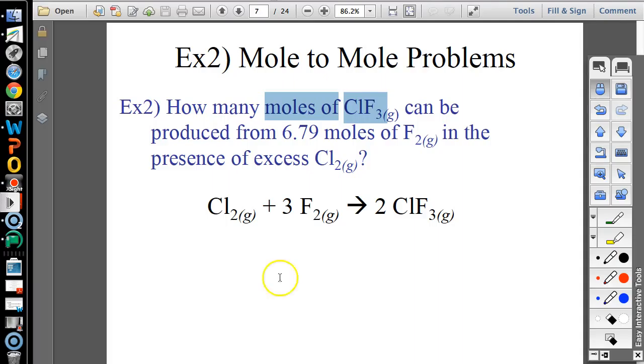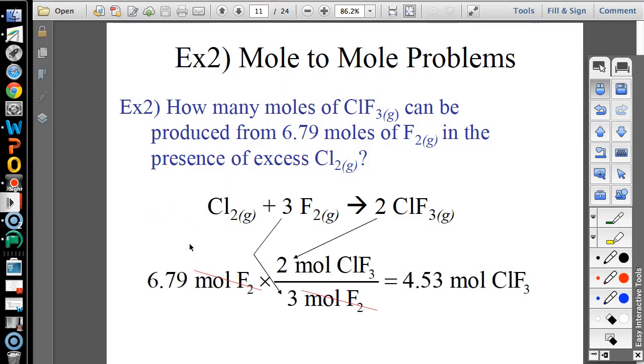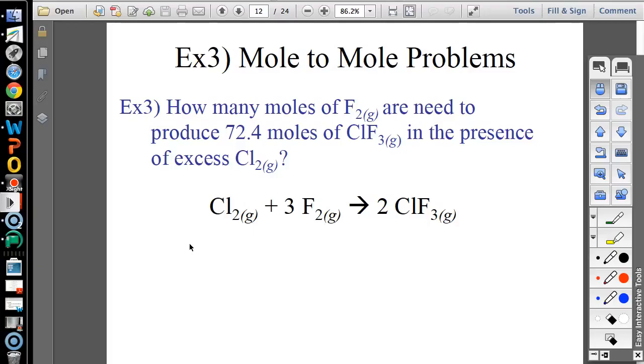All right, so let's look at the next one. How many moles of F2 are needed to produce 72.4 moles of ClF3 in the presence of excess Cl2? Try to see if you can work this one out in entirety by yourself. I'll put it up here on the board after a minute or two. If you need any help, I'll be walking around.